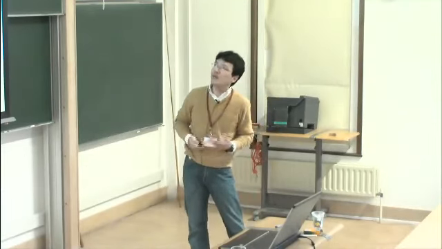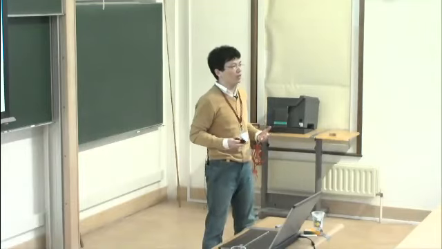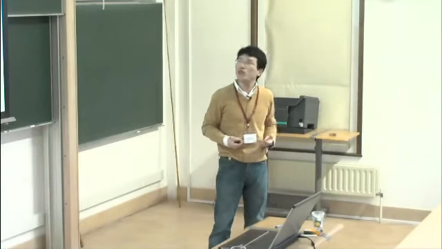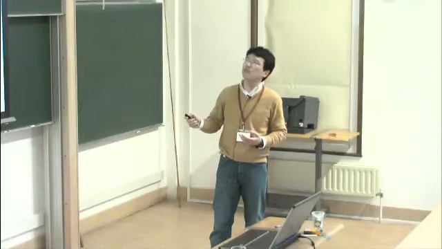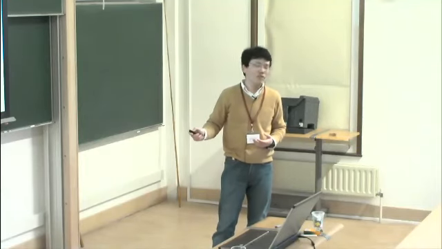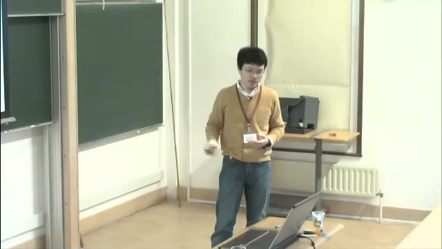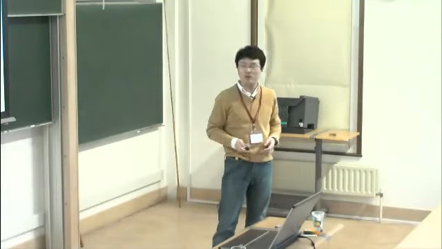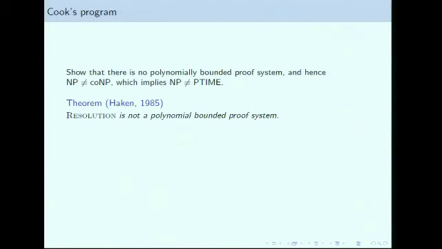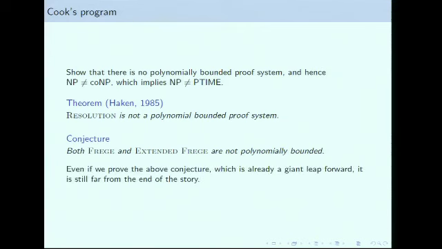Because of this equivalence, we now know there is this so-called Cook's program to separate NP from co-NP. We want to show that there is no polynomially bounded proof system, and as a result NP is distinct from co-NP, which further implies NP is distinct from P-time. So this is Cook's program. As the first major step in this direction, we know that Haken in 1985 proved that resolution is not a polynomially bounded proof system. But now we conjecture, because most people believe NP is distinct from co-NP, that both Frege and extended Frege are not polynomially bounded. But so far, we don't have any progress in this direction.